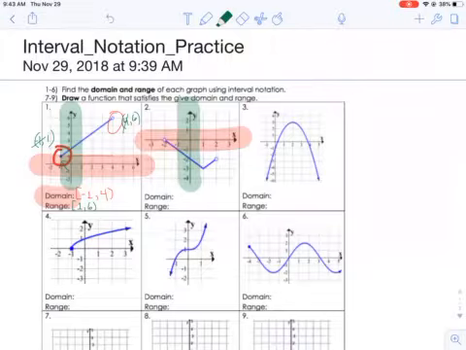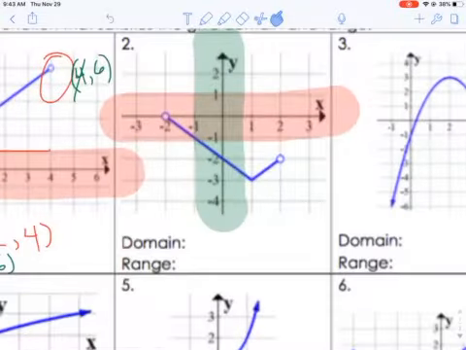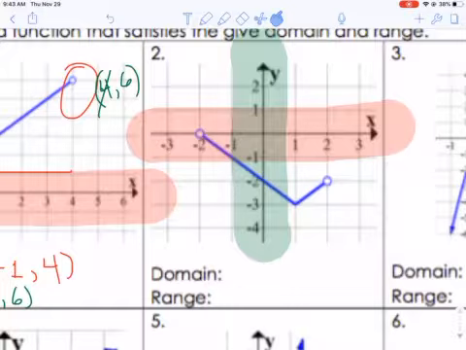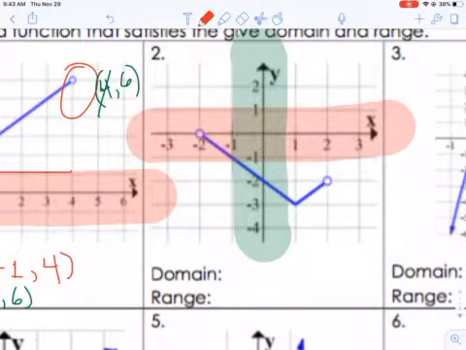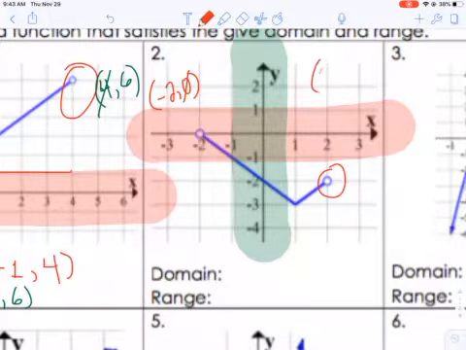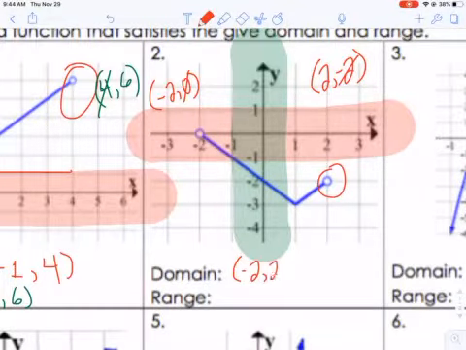Now, for this one, let's take a look. I wanted to go over this one because I've done some reading and I wanted to include something with this. Alright, so for the domain, again, I'm only concerned about the x. So the point furthest to my left here would be -2, 0. Don't care about the y. Point furthest to the right would be right here, +2, -2. Don't care about the y because we're just talking about domain. So, the domain here, since they're both open dots, we just use parentheses, -2, +2.